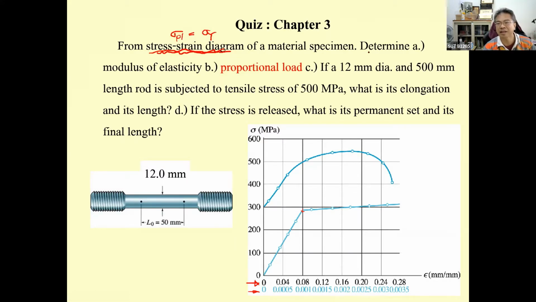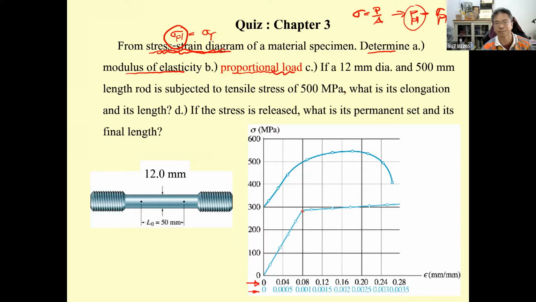And then they asked us to determine the modulus of elasticity. That means what? That means finding the slope in this first portion. And the proportional load. See, there is something changed. Usually, we just find the proportional stress. But this time, the problem asks you to compute the proportional load. You know, stress equals load divided by area. So by this, you just compute the force is going to be sigma proportion times the area. That is going to be the proportional load.